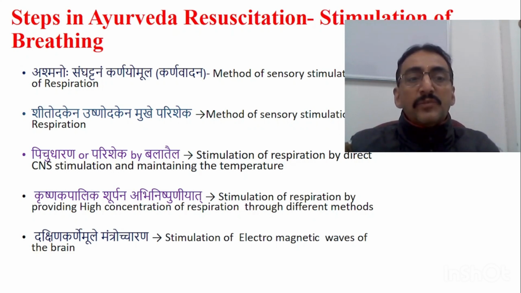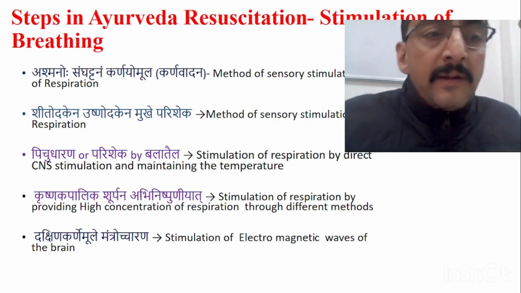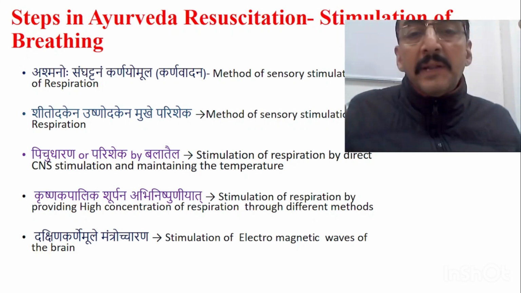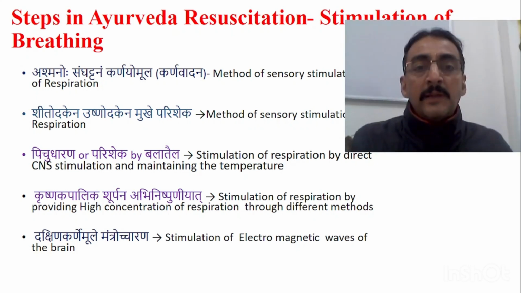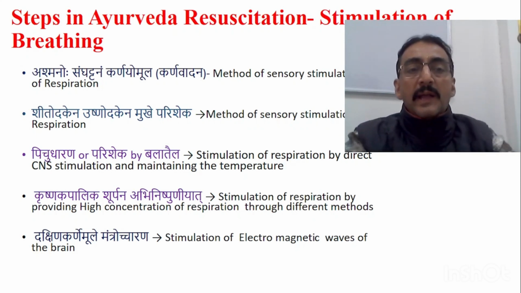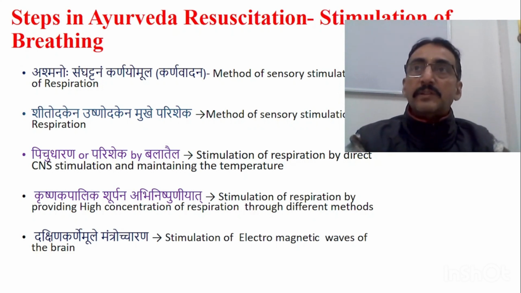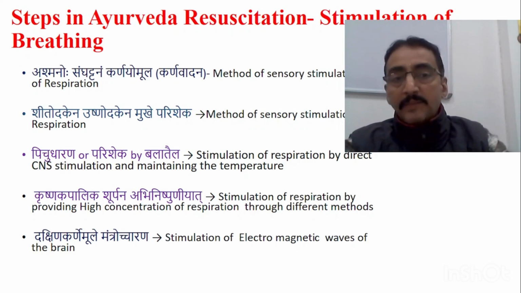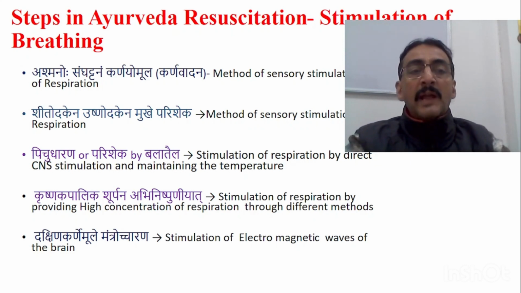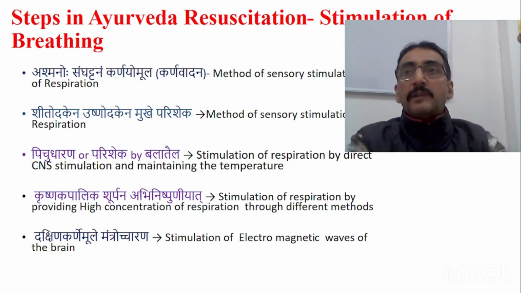Third one is Pichudharana or Parisheka by Balataila. That is stimulation of respiration by direct CNS stimulation and maintaining the temperature. Pichudharana and Parisheka given by Balataila help for the stimulation of respiration by direct CNS stimulation. Directly we are trying to stimulate the CNS without the help of any stimulus or sensations, and it helps to maintain the temperature. And by maintaining the temperature also, we are facilitating the stimulation of respiration.